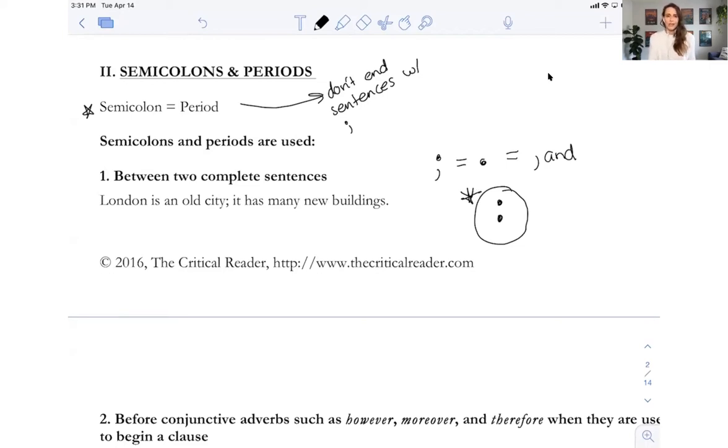So semicolons, we can use them the same way that we use a period between 2 sentences. That means that we need a subject and a verb on both sides of the semicolon. Or you can think about it as each side of the semicolon has to have information that could stand alone as a sentence. If you have something that starts with, because it was raining outside, that's not a complete sentence, right? Because it was raining outside, what happened? We don't know. It's not a complete thought. So that would be something that cannot stand alone on one side of the semicolon.